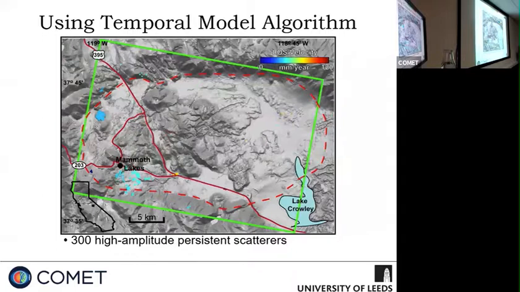So you can see some points here, scattering here, some individual points here. But actually, most of the deformation we'll see actually happens in this area, and we're just not seeing it. So we get about 300 high amplitude persistent scatterers in this area. That's not a lot if you start with hundreds of thousands of points.